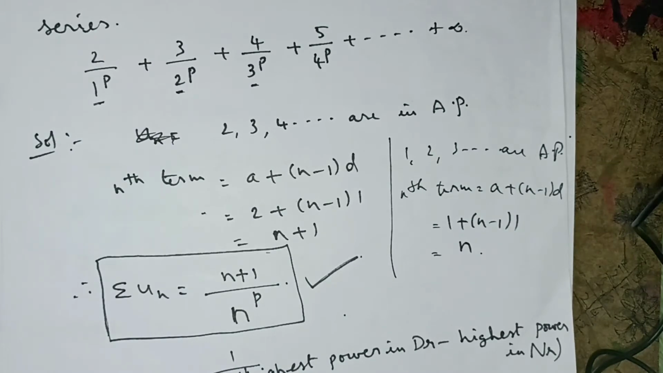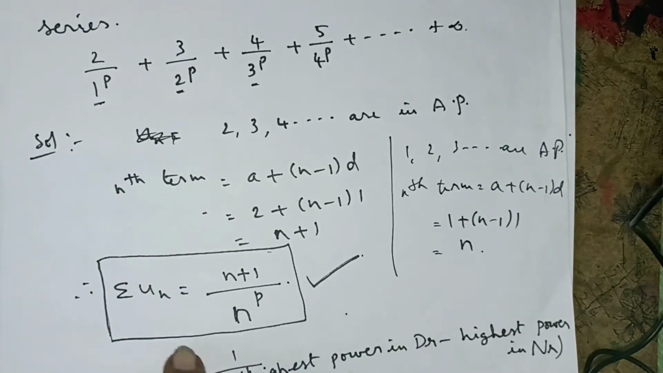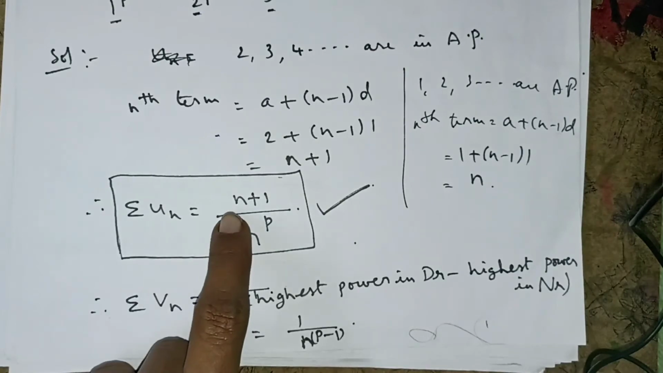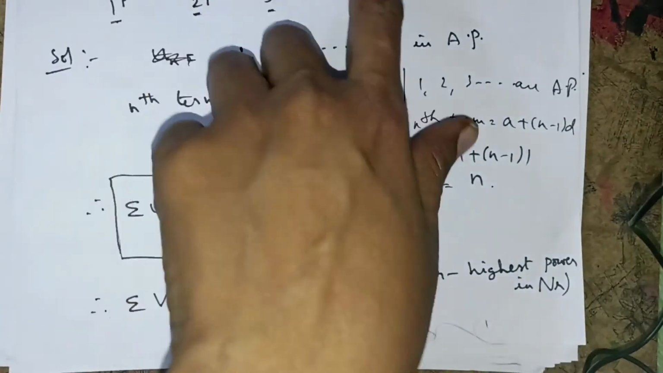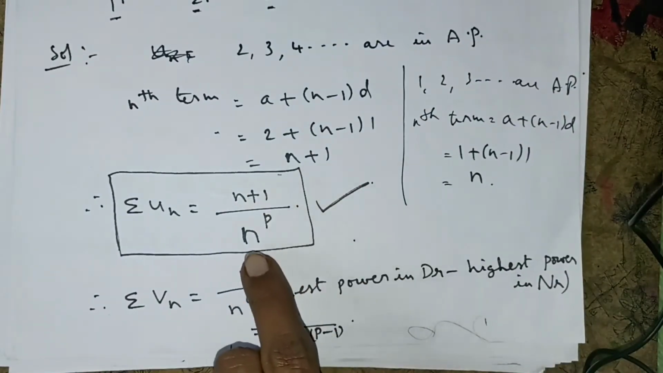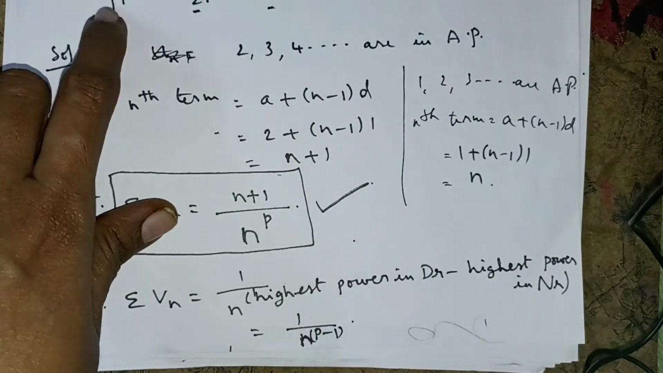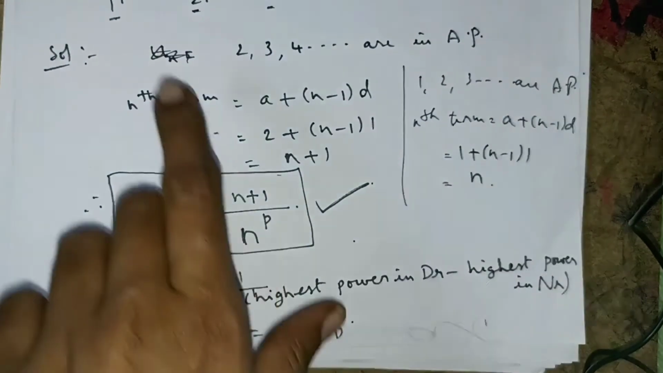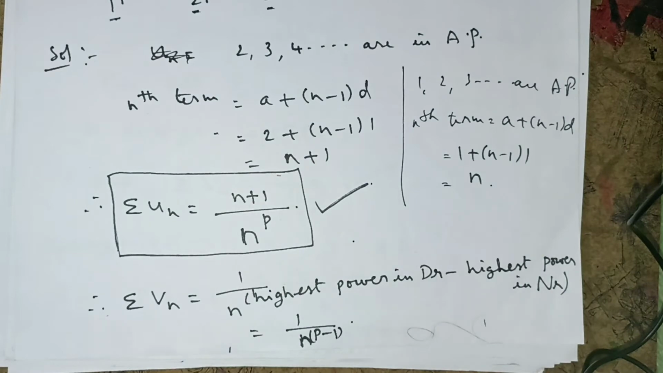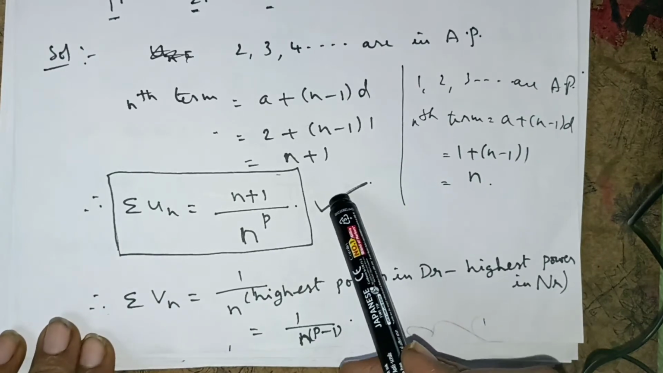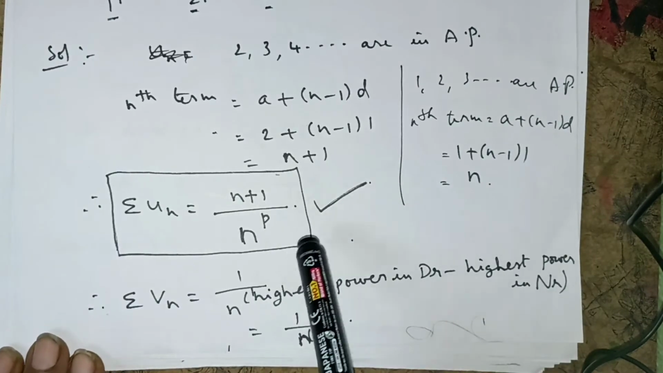Therefore sigma un is equal to, from the numerator 2, 3, 4 we have got n plus 1. From the denominator, 1, 2, 3 are in AP, so n, and the power p as it is I wrote. The nth term is n plus 1 by n to the power of p. Now I have got the nth term in the form of n plus 1 by n to the power of p. Now I have to choose sigma vn.